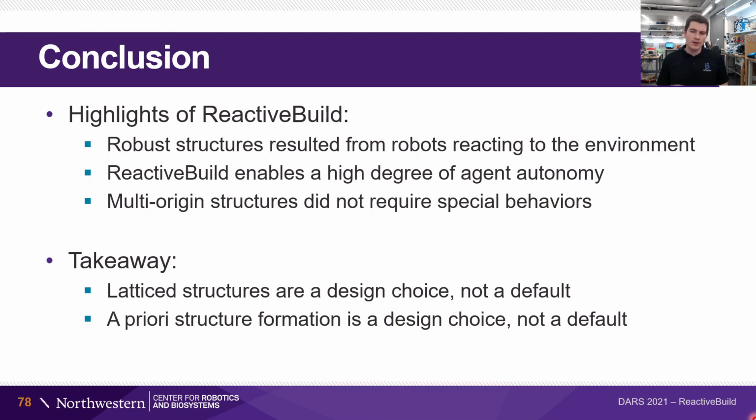To conclude, Reactive Build enabled robots to build robust structures simply through reacting to the environment. This allowed the individual agents to have a high degree of autonomy, and multi-origin structures did not require special behaviors. In the broader context of robotic self-assembly, Reactive Build satisfies a niche that has remained relatively unexplored, and which I feel holds great potential. In most papers on robotic self-assembly, the formation of a priori structures and latticed structures is treated as the default, with seemingly little consideration for the alternatives.